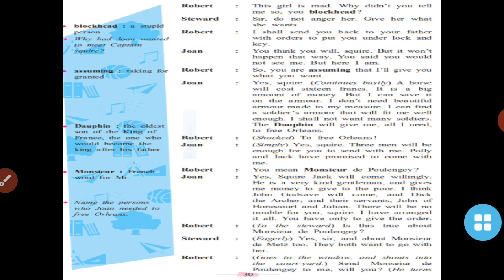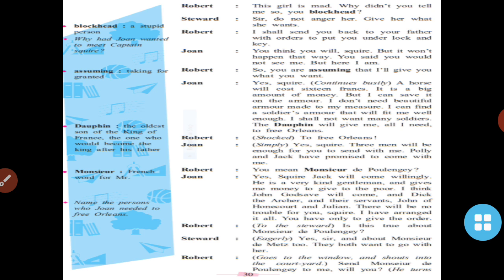Jack will be willing. He is a very kind gentleman and he gives me money to give to the poor. I think John Godsend will come, and Dick and their servants John of Honcourt and Julian. There will be no trouble for you, squire. I have arranged it all, and you have only to give the order. Okay, you just send 3 persons with me, and the others are already coming with me. You just give an order to them, then they will come with me.